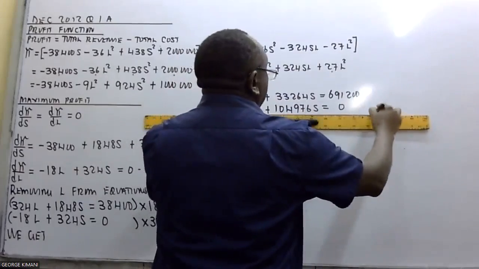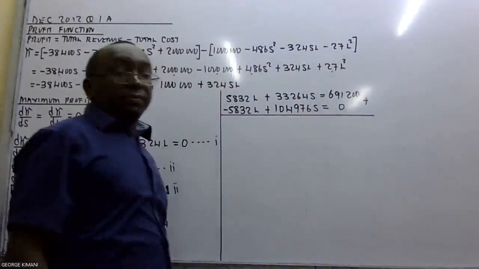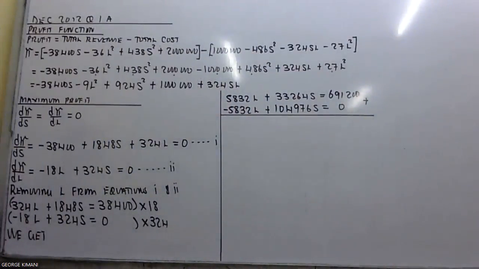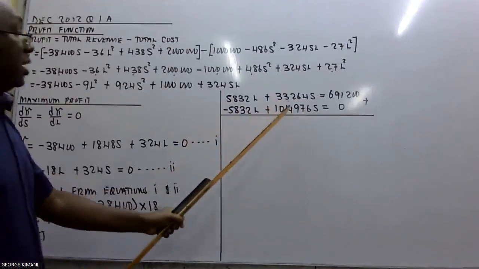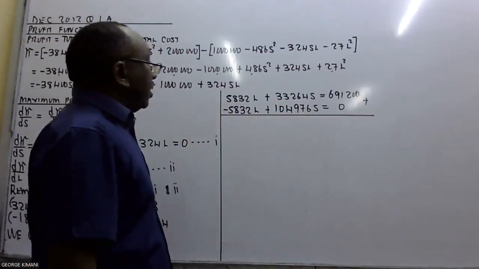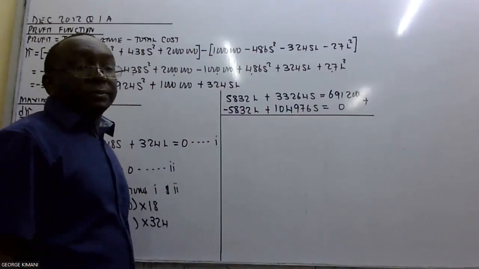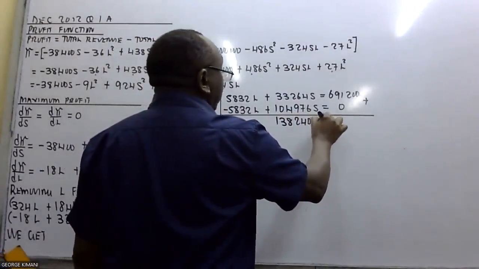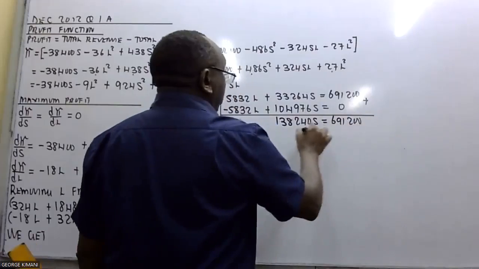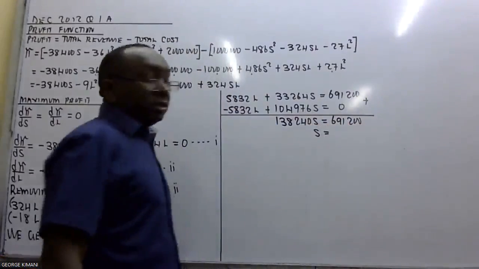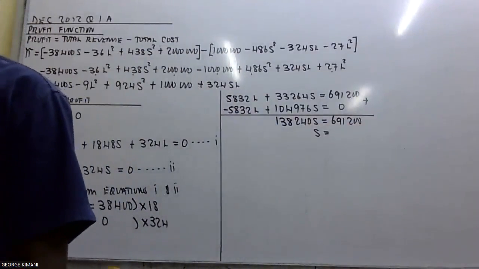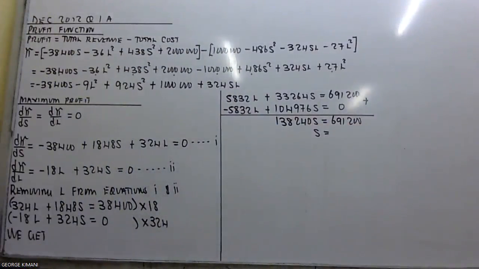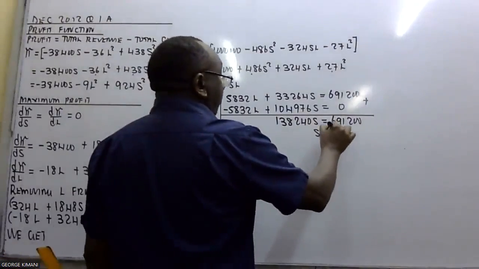So if you want L to disappear, you add those two equations. So this one goes, and this plus this, you get 138,... S is equal to 691,200. So from there, tell me S is what? S is 5 units.